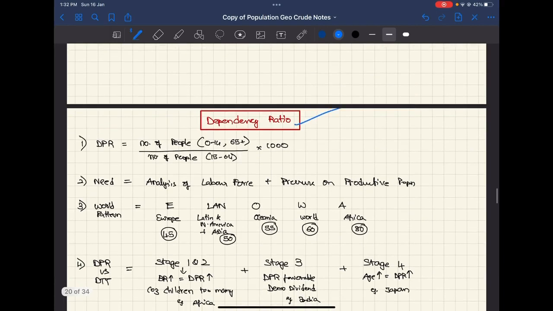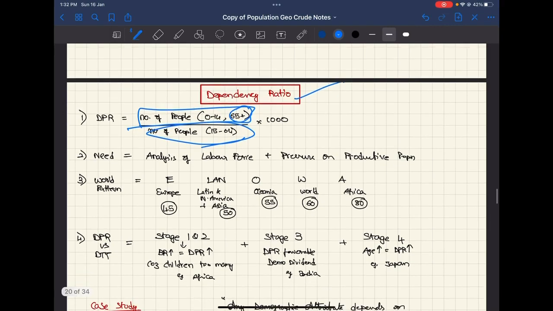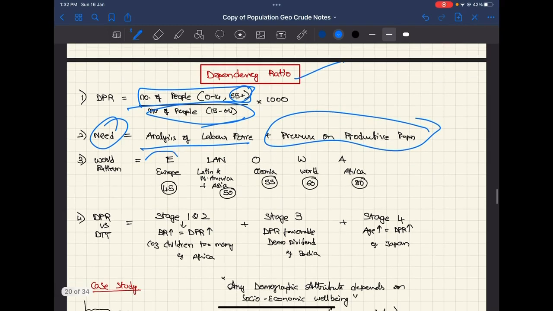Now coming to dependency ratio, it is the number of people in 0 to 14 and 65 plus to the number of people in 15 to 64. So why do we need it? To analyze the labor force. What is the pressure on the productive population? So remember this, which has a dependency ratio of 45, 50, 55, 60 and 80.